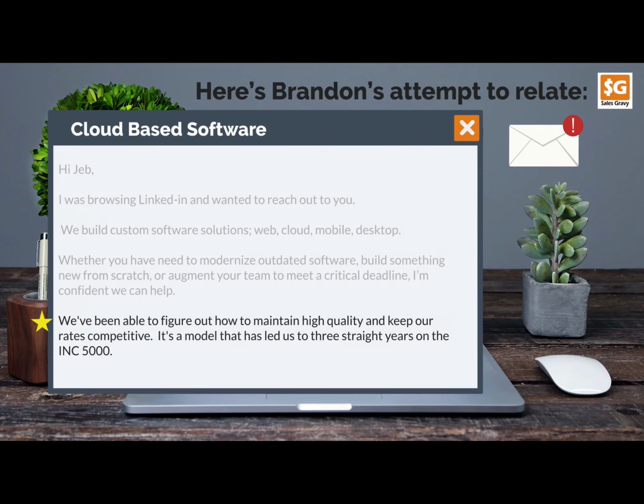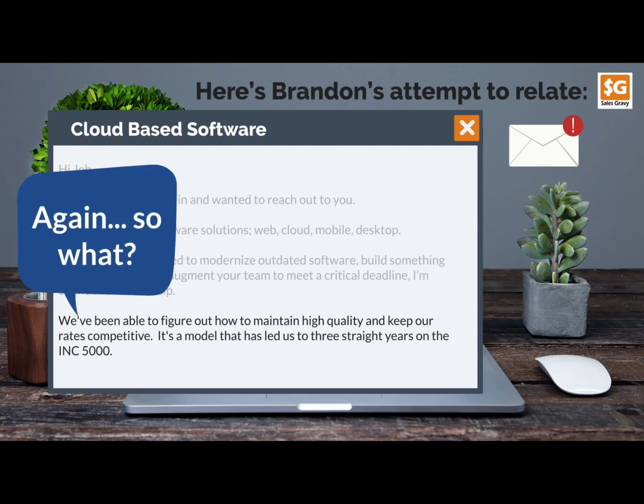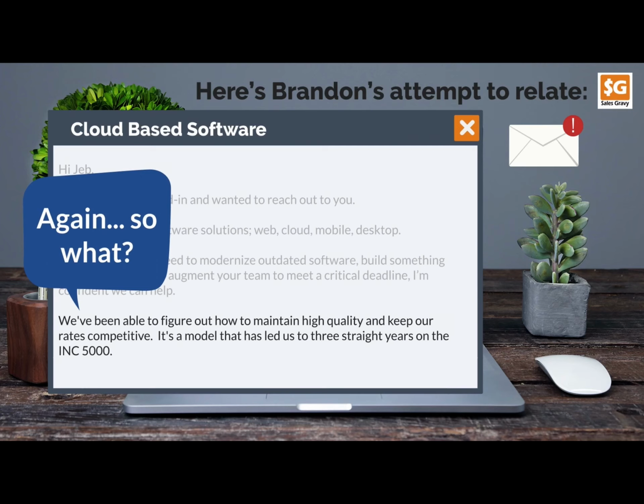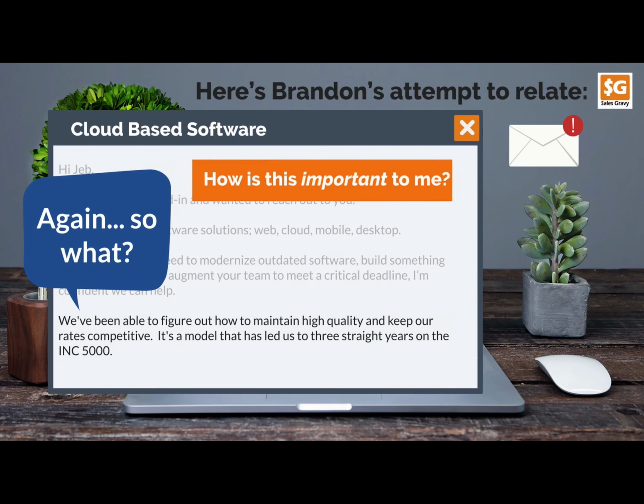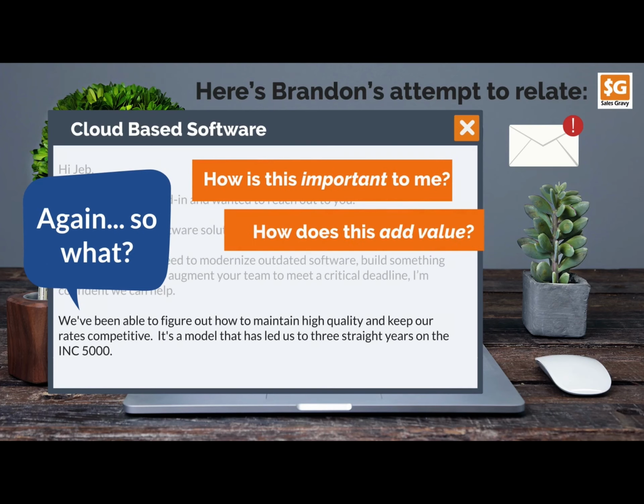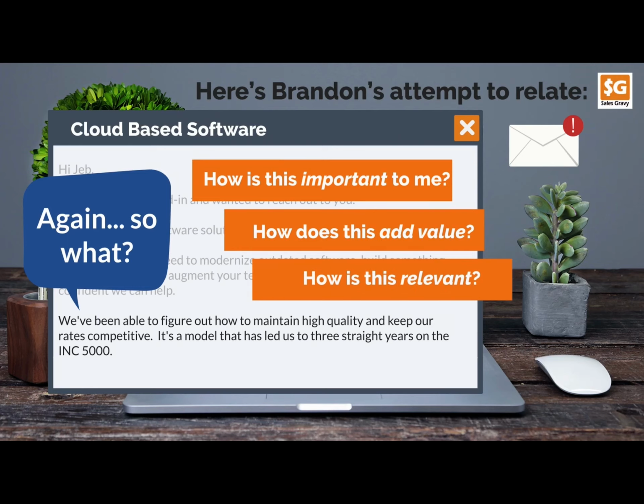We've been able to figure out how to maintain high quality and keep our rates competitive. It's a model that has led us to 3 straight years on the INC 5000. Again, so what? Everybody says this. How is this important to me? How does this add value to my unique situation? How is it relevant to me? He toots his horn but gives me no reason to waste my time with him.